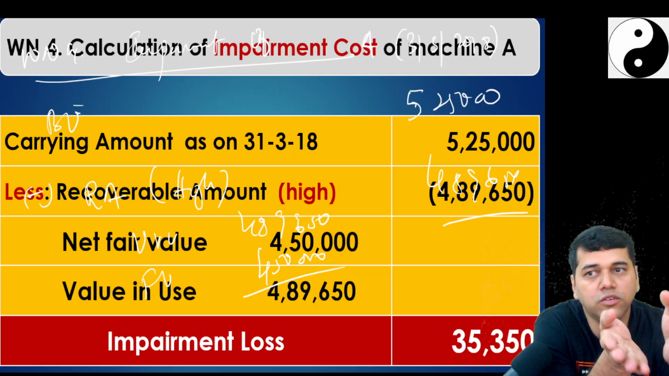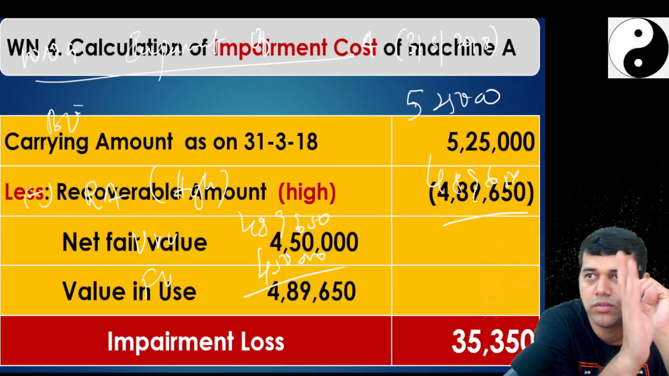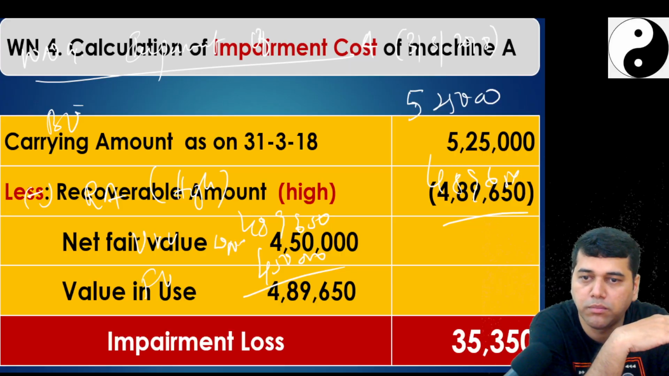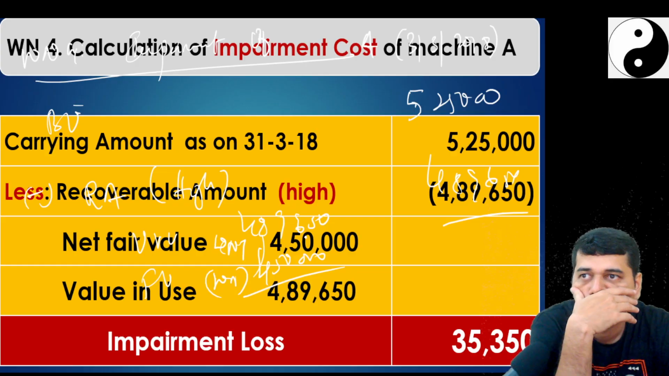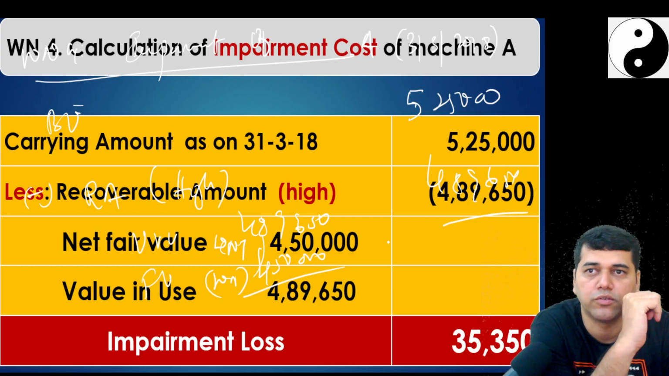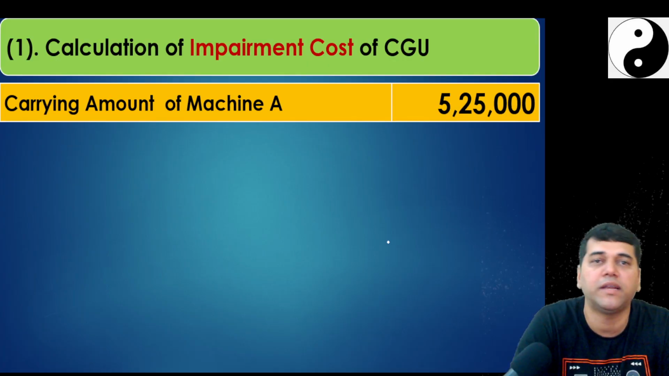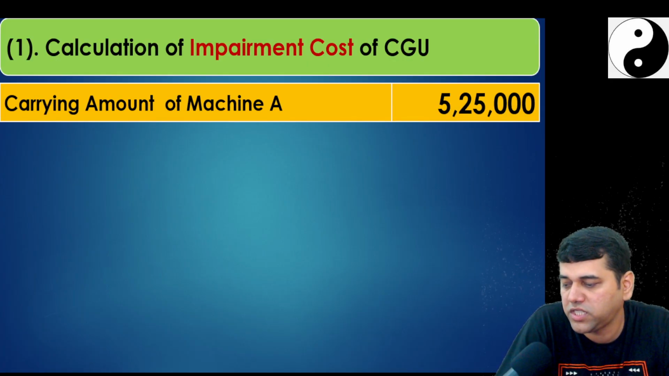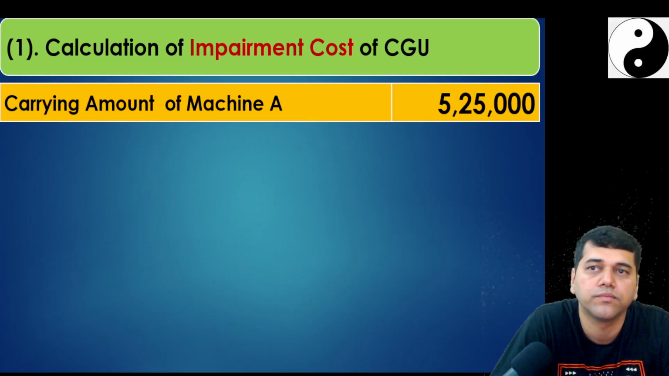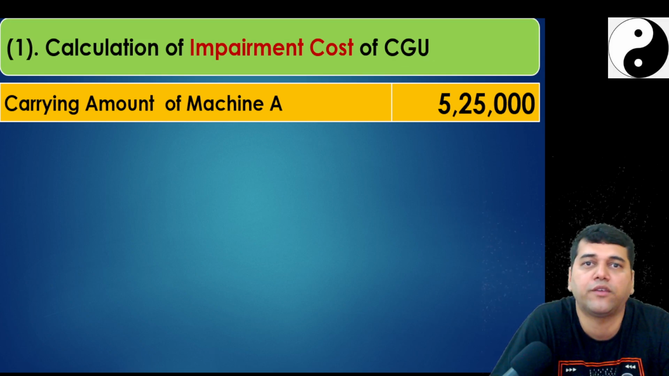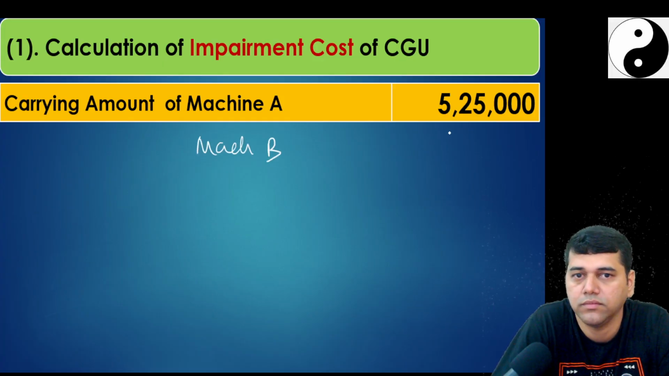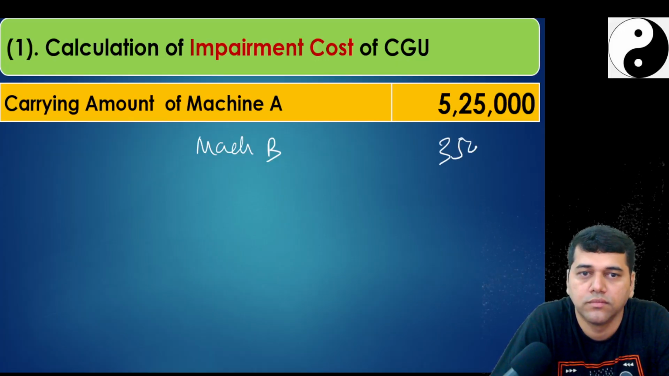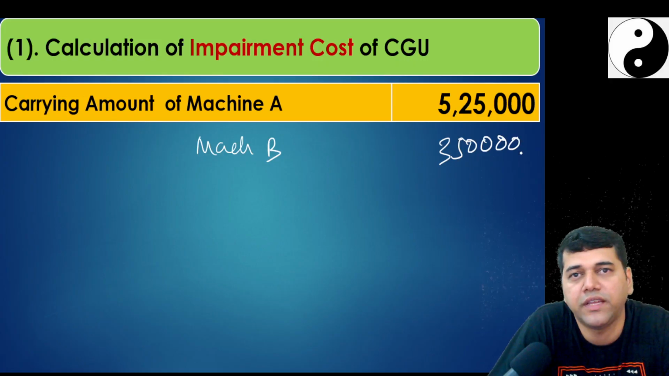And to do this, 2 more workings I had to do. These 2 things are coming from working note number 1 and working note number 2, whatever, 2 or 3. And this itself is 1 working note. Yes. Now write the heading impairment cost of the CGU. What is machinery A's book value on the date of impairment of CGU? 5,25,000. Machine B, 3,50,000.